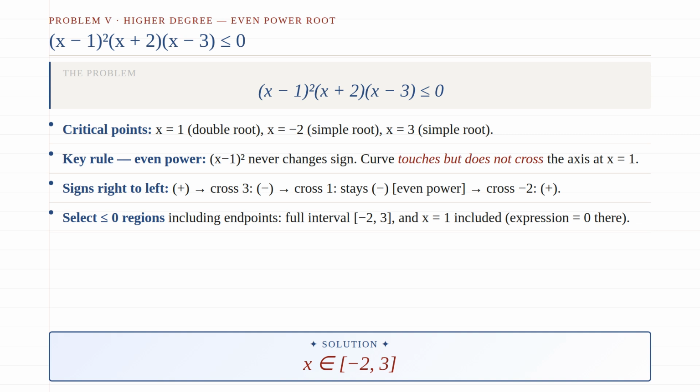Problem 5. Higher degree with an even power factor. Notice x minus 1 is squared. An even power factor never changes sign, so at x equals 1, the curve touches the axis but does not cross it. Signs right to left: positive beyond 3, negative after crossing 3, stays negative after crossing 1, positive after crossing -2. We want less than or equal to 0. The solution is the closed interval from -2 to 3.